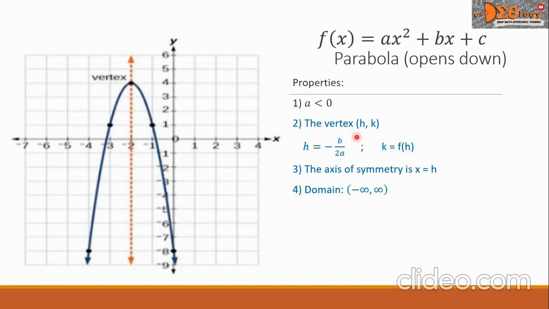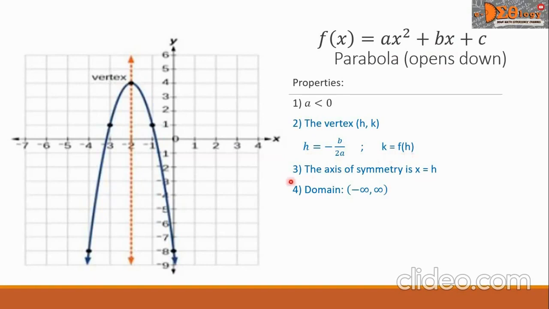The vertex is h, k, and we can compute the h equals negative b over 2a. Again, b is the coefficient of x, and the a is the coefficient of x squared. Also, the k equals f of h.